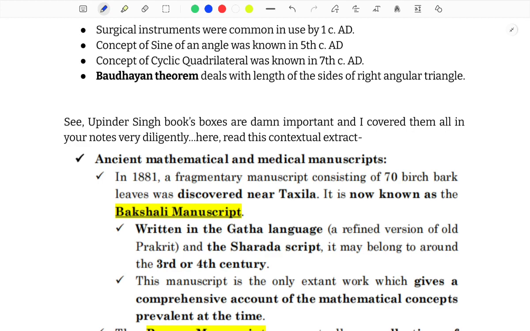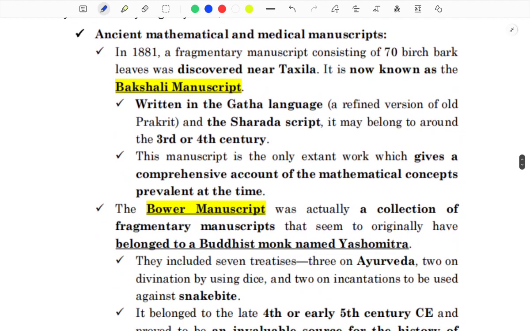The Bodhayana theorem deals with the length of the sides of a right-angled triangle, that is your Pythagoras theorem, if I am not wrong. Okay, now see, Upinder Singh's book boxes are indeed very important, and I covered them all in your notes very diligently. So out of those boxes, I've curated these short notes directly from your notes.